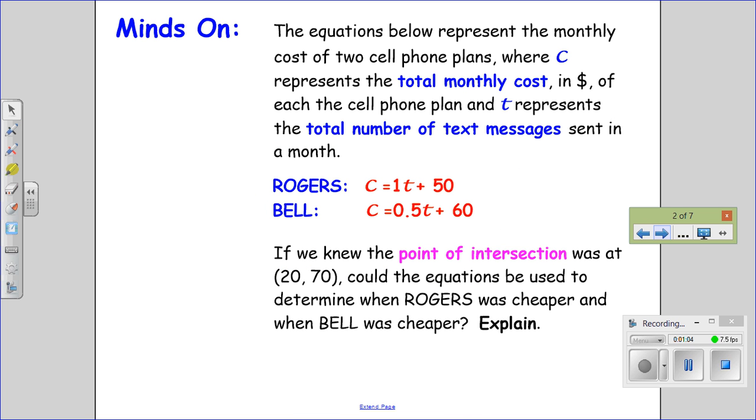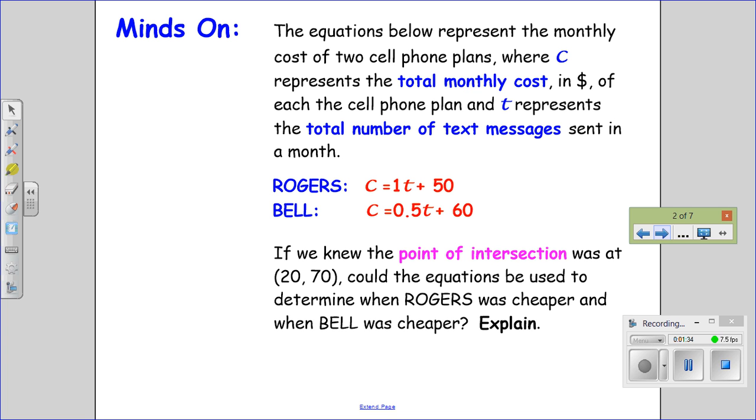If we look at the equations, Rogers has an initial value, or a y-intercept, of 50, and Bell has a y-intercept, or initial value, of 60. This tells us that when they don't send any text messages, Rogers costs $50 and Bell costs $60. So that tells us that before the point of intersection, Rogers will in fact be cheaper.